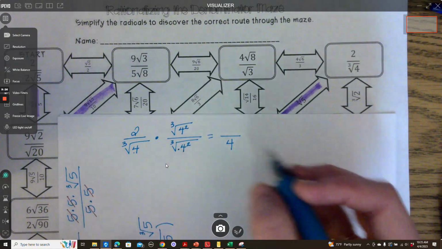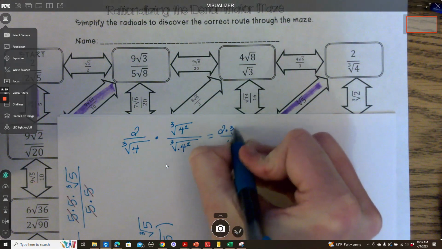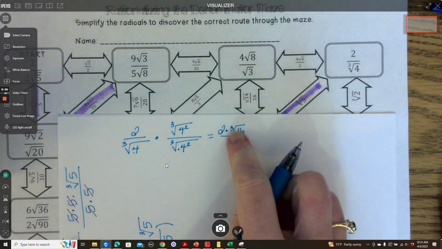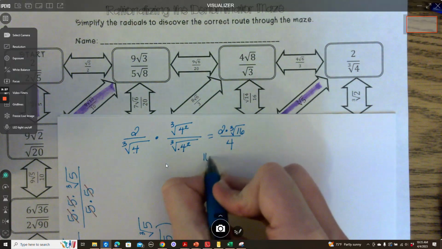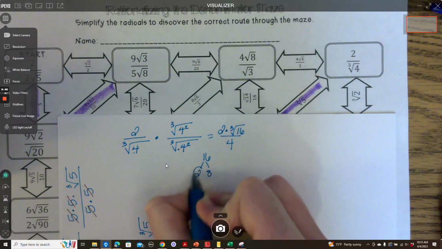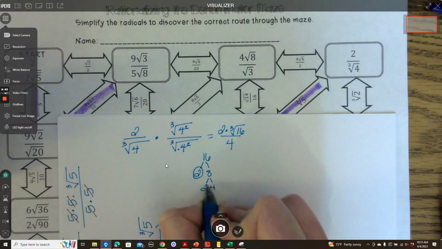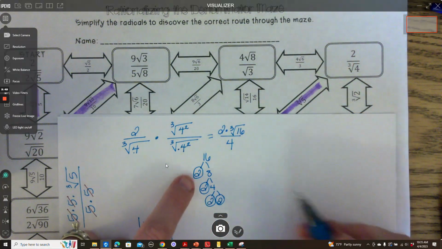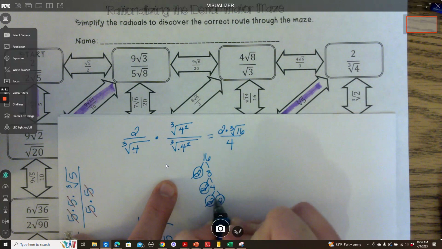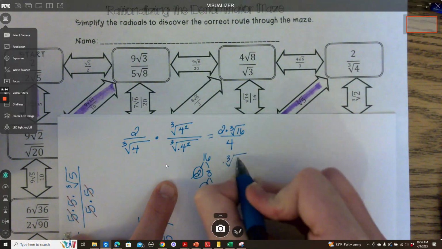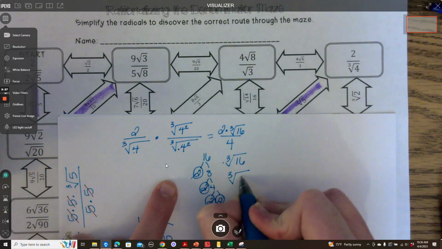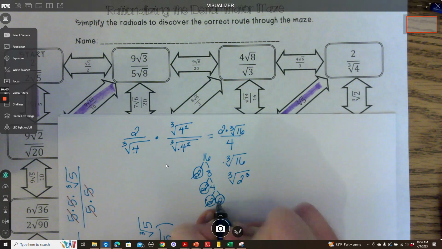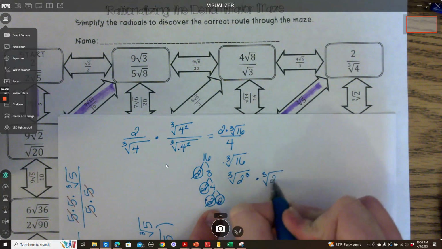So 4 squared is 16. All right, so we're going to see if we can break that 16 down. 16 is 2 times 8. 8 is 2 times 4. 4 is 2 times 2. I need groups of 3. 1, 2, 3. So the cube root of 16 is the same as the cube root of 2 cubed. And then I got a 2 left over, so it goes by itself.